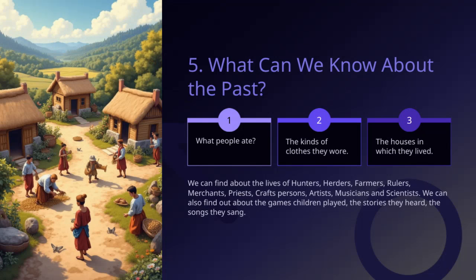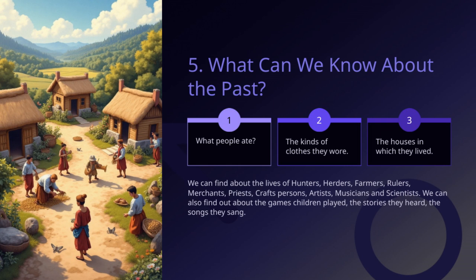Let's explore what we can learn about the past by looking at different aspects of people's lives. First, we can find out about the houses in which they lived, which gives us clues about their daily life and environment. Next, examining the kinds of clothes they wore helps us understand their culture, climate, and social status. We can also learn a lot about various groups of people, such as hunters, herders, farmers, rulers, merchants, priests, craftspersons, artists, musicians, and scientists. Discovering their activities and roles paints a richer picture of their society.